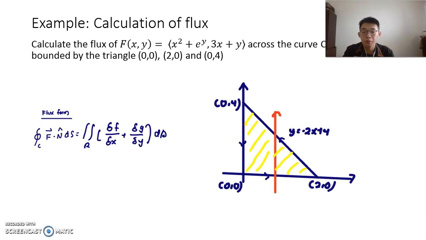So here's example 1, which is related to calculation of flux. For this question, we are required to calculate the flux of F(x,y), which is equal to the vector (x squared plus e^y) for the i component and (3x plus y) for the j component, across the curve C, where C is bounded by the triangle (0,0), (2,0) and (0,4).